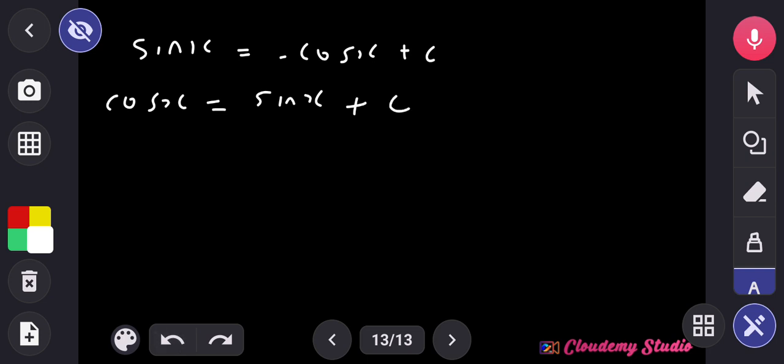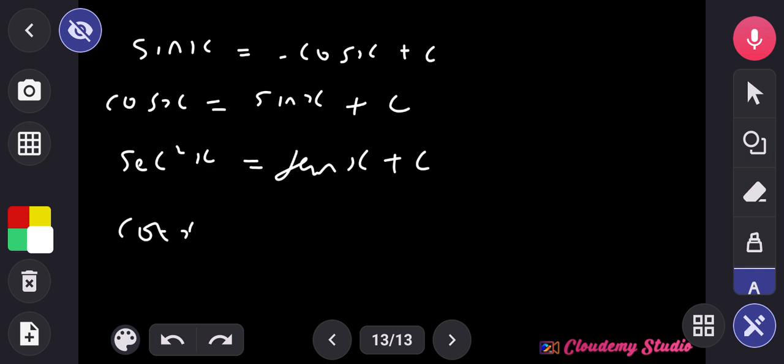and we have sec squared x to be equals to tan x plus c, and we have cosec squared x to be equals to minus cot x plus c, and so on and so forth, like that. You understand? Now let us take for an example. Let us say that we have to integrate a question like minus cos x plus 2x dx.